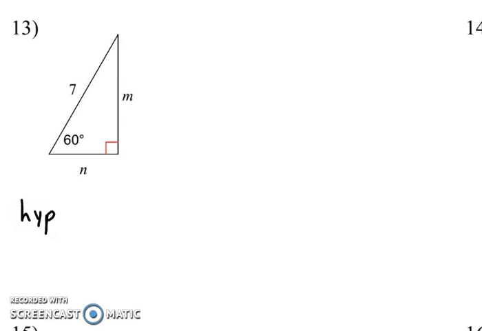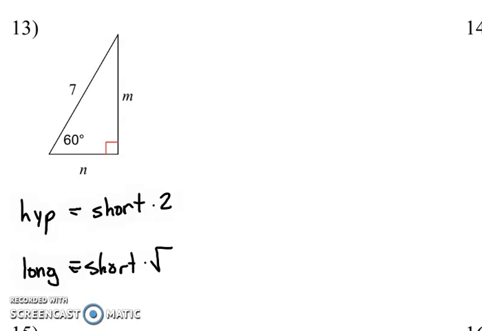We know that the hypotenuse in this kind of triangle is the same distance as the short side times 2. And we also know that the long leg of this triangle is the same as the short side times the square root of 3. So we can use either of those equations, but it's going to depend on which information we have, because I'm looking for two different things. I'm trying to find both n and m, which is the short side and the long side.